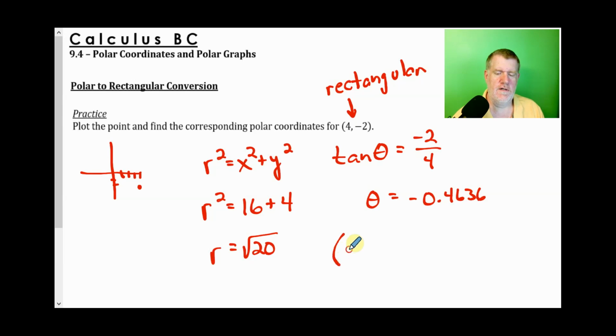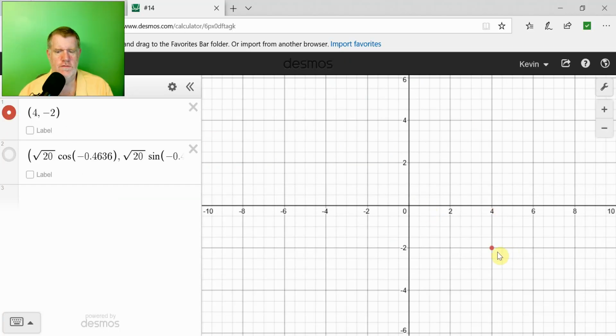And there is our polar coordinate. Now, is that correct? Let's go take a look. The point (4, -2) in the rectangular coordinate system, right here. And again, I have to type in the polars with the form of r cosine theta and r sine of theta. But when I do, you notice it's the exact same point. It's right there. So it's all good.